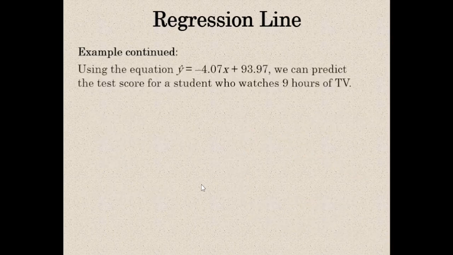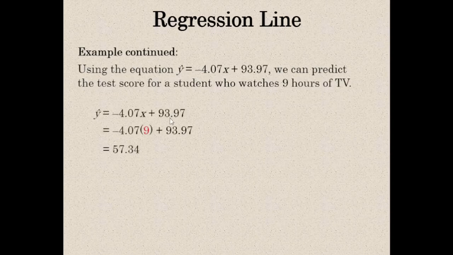So how can we predict it? We got the regression line, correct? So now the x value is given to you. Put this value of x in this equation and you can predict the value of y. Put the value of 9 hours and you get y equal to 57.34.